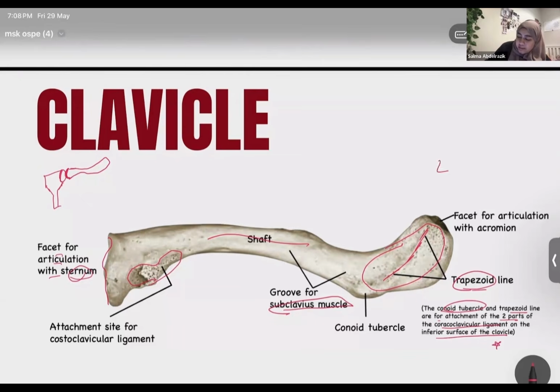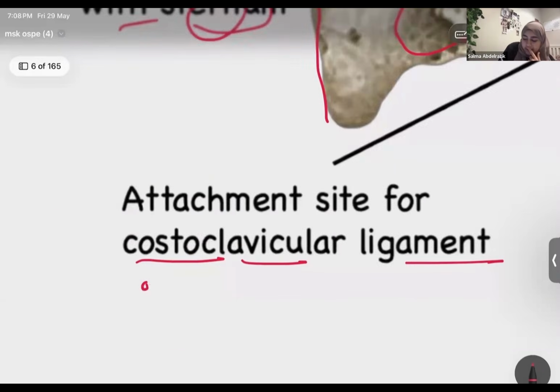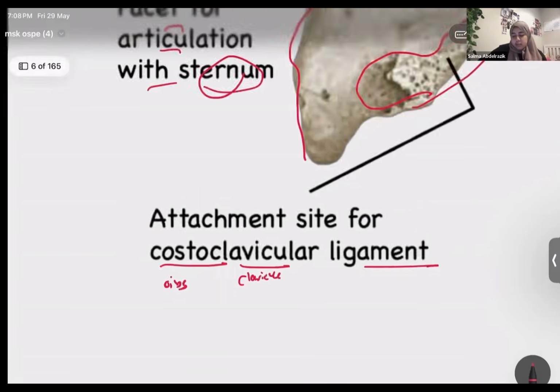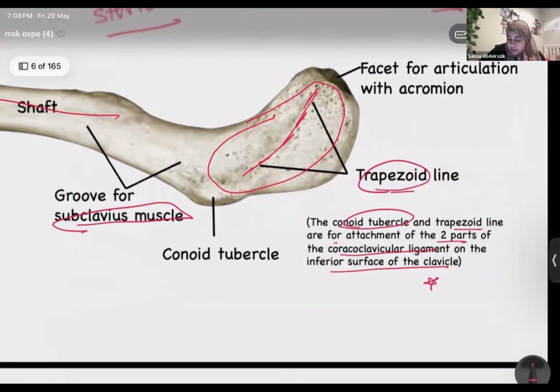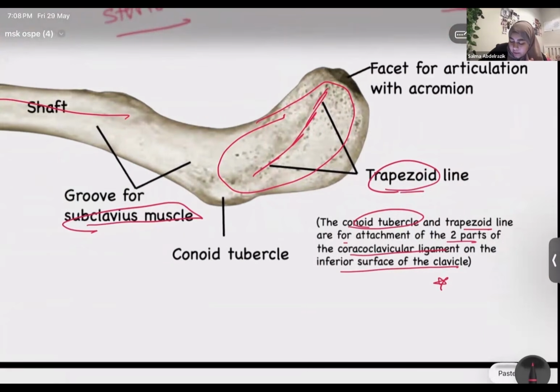For now, just know laterally you have the acromion, medially you have the sternum, and according to that you name the clavicle ends. Then you have the attachment for the costoclavicular ligament. Let me summarize it here so when we get to it, you already know the background. Costo is ribs, clavicular is clavicle, and that will be explained later. Then we said coracoclavicular; we have something called the coracoid, which is related to the scapula and the clavicle.